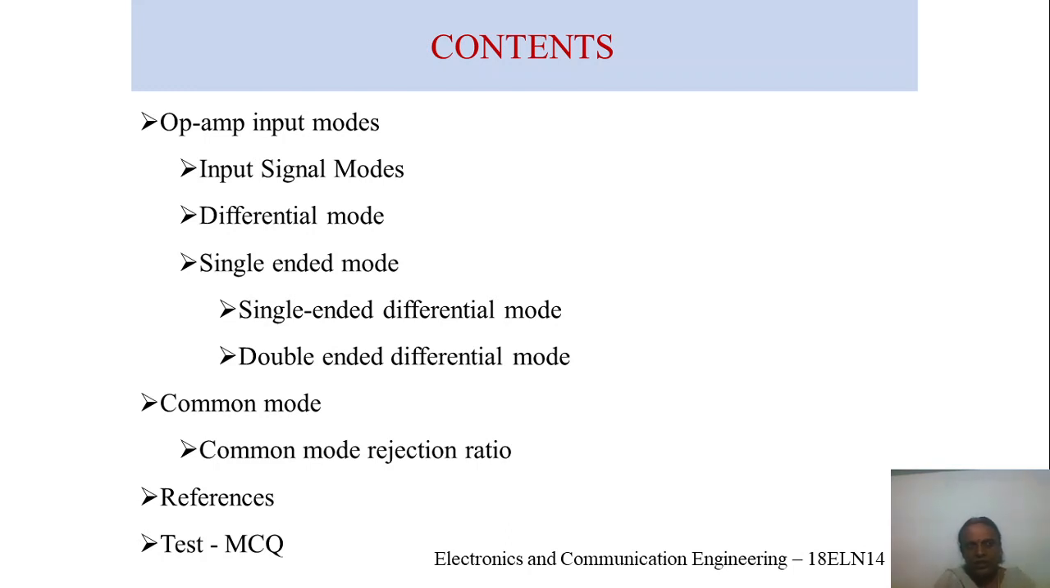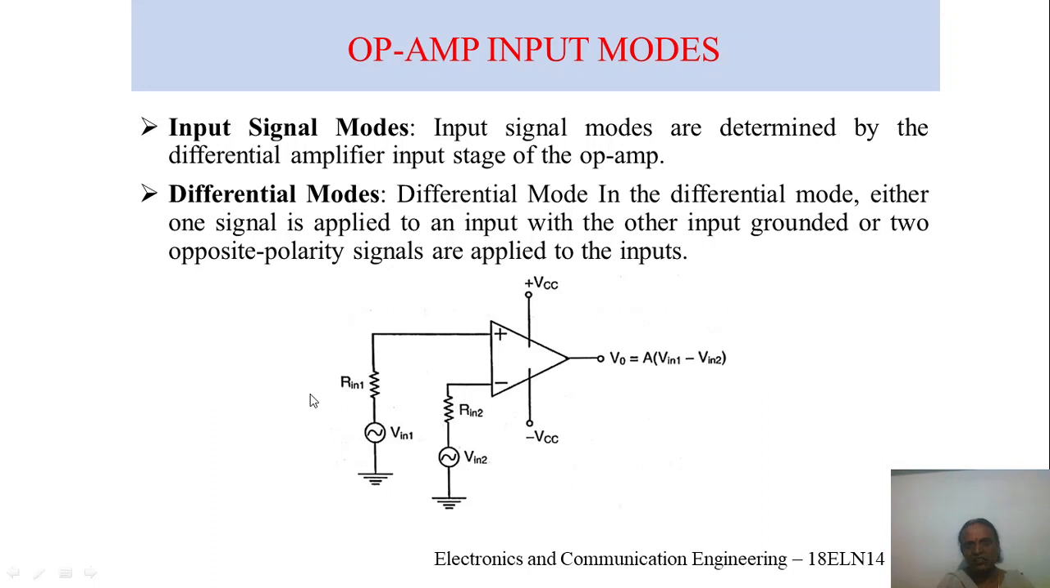Continuation of session 1 is now session 2. What we are going to see in session 2 is the op-amp input modes. Under the op-amp input modes, you have the input signal mode, differential mode, and single-ended mode. In the single-ended mode, you again have two different types: single-ended differential mode and double-ended differential mode. Next, finally the common mode, and in the common mode, the common mode rejection ratio, CMRR. Next, finally the references and the MCQ, as I have discussed last time.